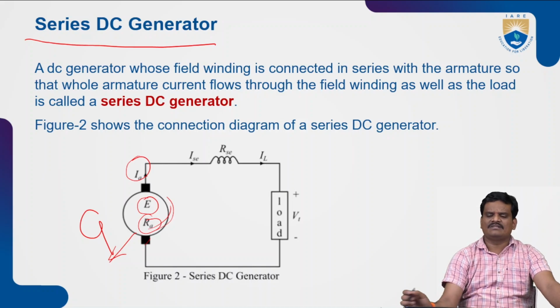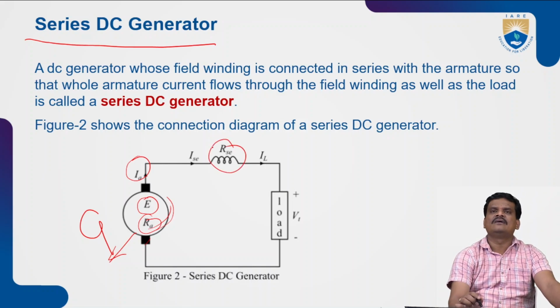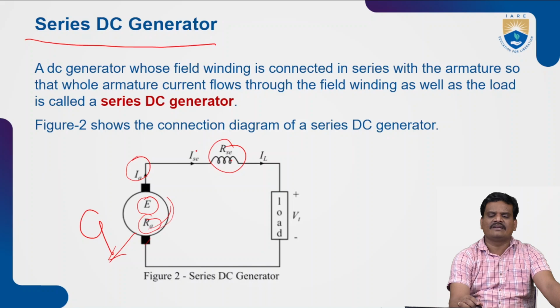The field winding is connected here, where the field resistance is given as RSC, and the current flowing through the field winding is given as ISC. You can represent this as some RF and IF also, the nominations of yourself. And I have connected it to a load, where the current flowing through the load is given as IL.